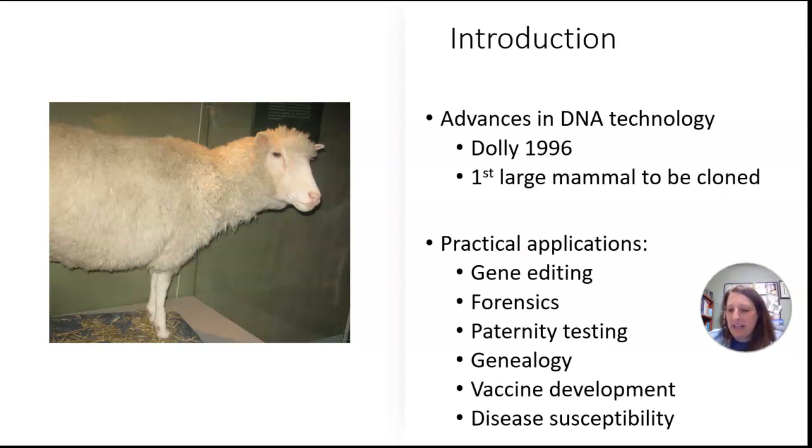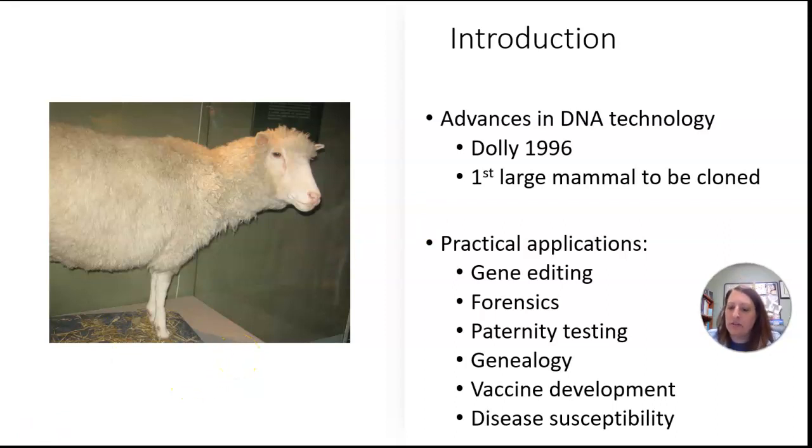Some more practical applications, aside from cloning, what else have we been able to do since the structure of DNA was figured out? In more recent years, we've been able to do gene editing. You may have heard of CRISPR technology. And in fact, not that long ago, the first disease was pretty much cured, as far as we know, by using CRISPR technology. It was used to actually fix the genes that cause sickle cell anemia. And so that's being used.